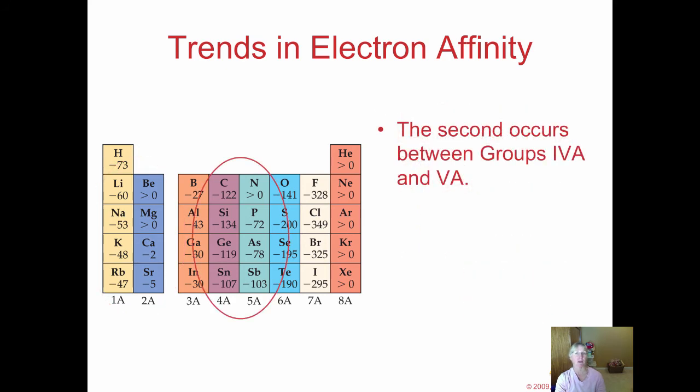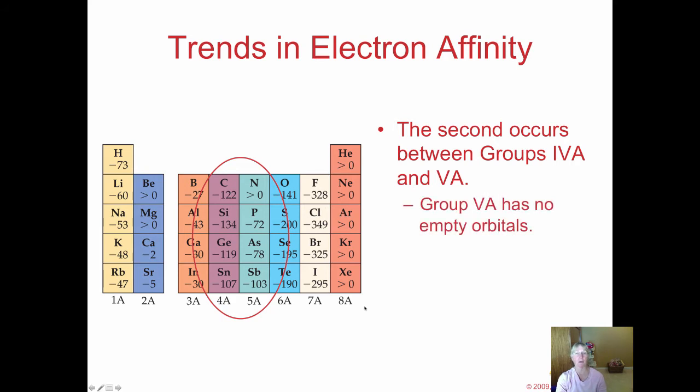The second discontinuity occurs between Roman numeral groups 4A and 5A, and you'll see something again. Instead of becoming progressively more negative, now we become less negative and then back to being more negative again. Or we go from a negative value to a positive and back to a negative. Let's take a look at what's happening there.